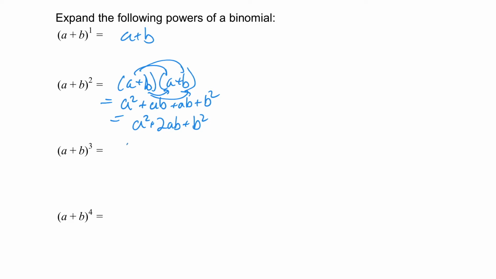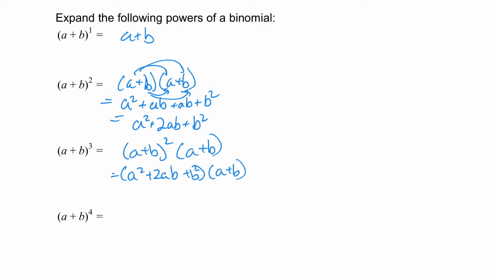So here, if I do a plus b quantity cubed, well, I'm going to shortcut it by saying this is really a plus b quantity squared times a plus b. So we discover that a plus b quantity squared is a squared plus 2ab plus b squared times a plus b. And now we go off and expand that.